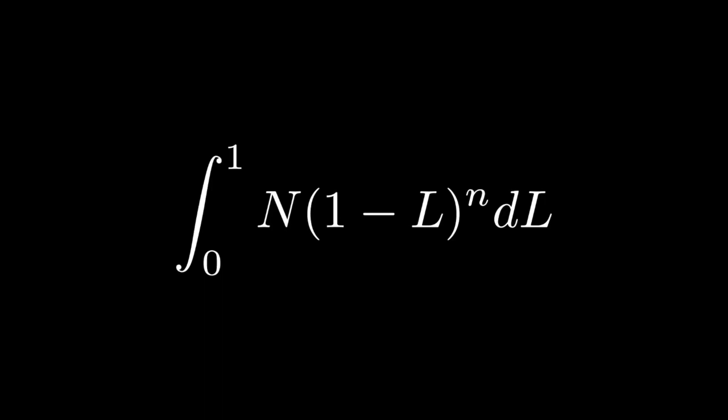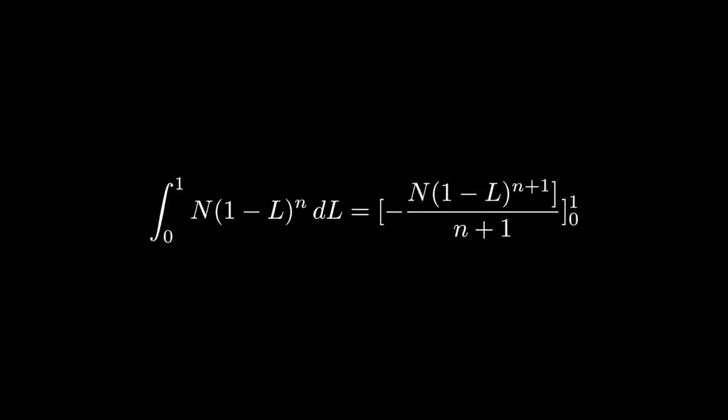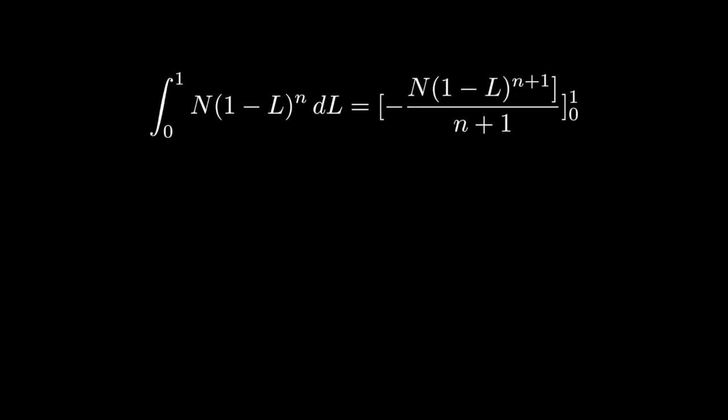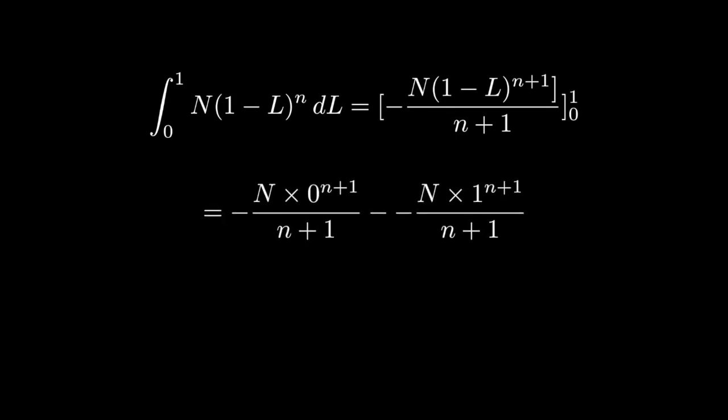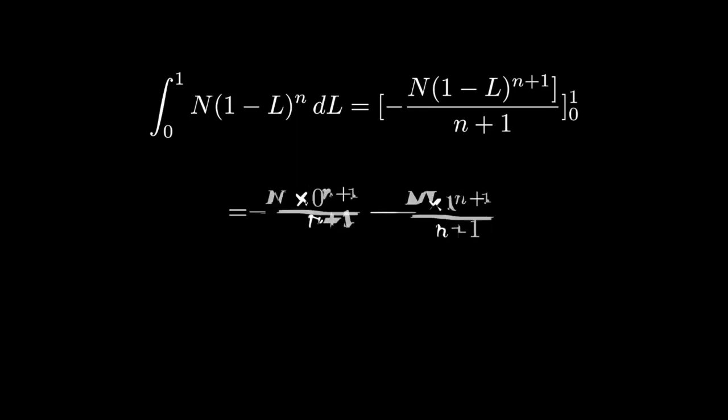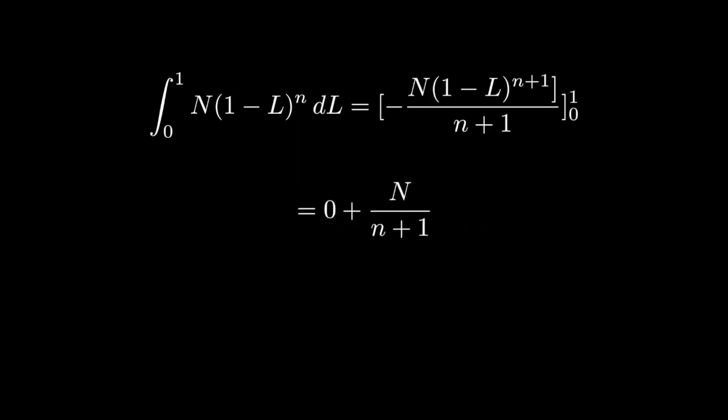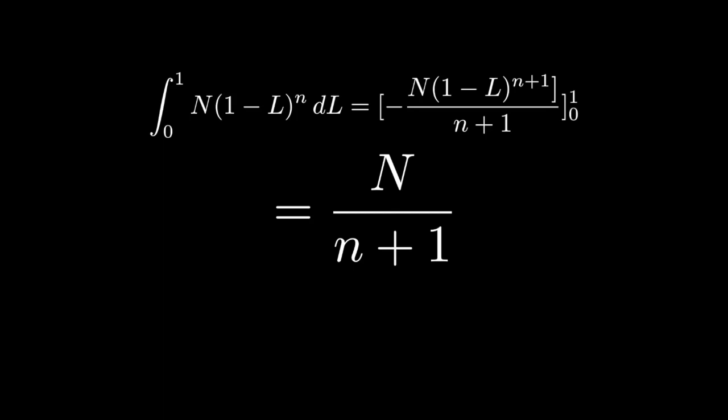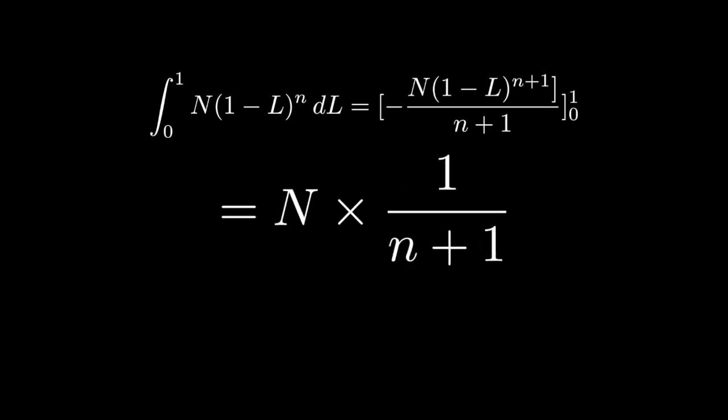The antiderivative of this expression is going to be negative N times 1 minus L to the n plus 1, all over n plus 1, plus c. Evaluating this at 1 will just give us 0, as 1 minus 1 equals 0 and 0 to the power of n plus 1 is still just 0. While evaluating it at 0 will give us negative N over n plus 1. And so the definite integral here is N times 1 over n plus 1.